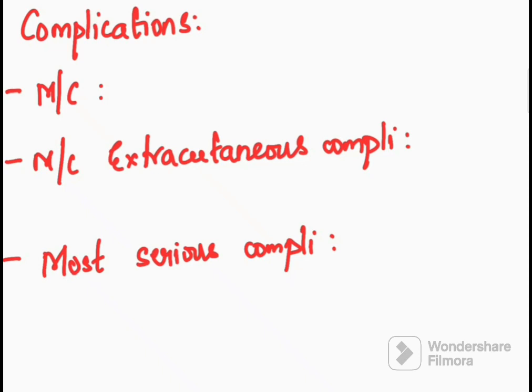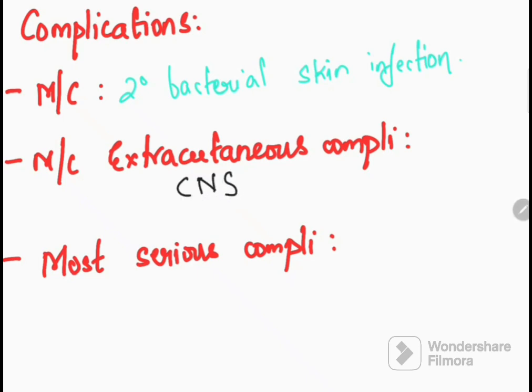Talking about complications, what is the most common complication that you see in chickenpox? It is secondary bacterial skin infection. That is the most common complication we see in chickenpox. What is the most common extracutaneous complication? When I say extracutaneous, it means that it is not related to the skin. What other organ could be involved? It is the CNS. CNS involvement is the most common extracutaneous complication seen in such patients.